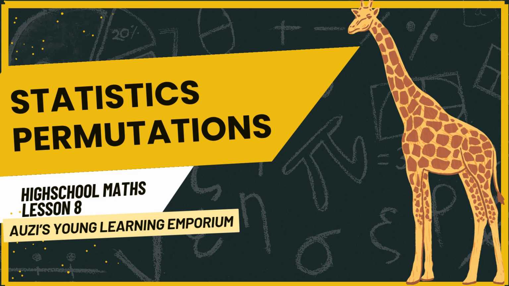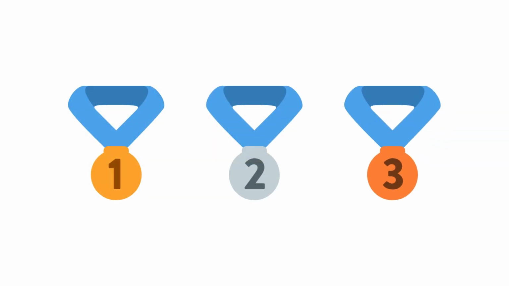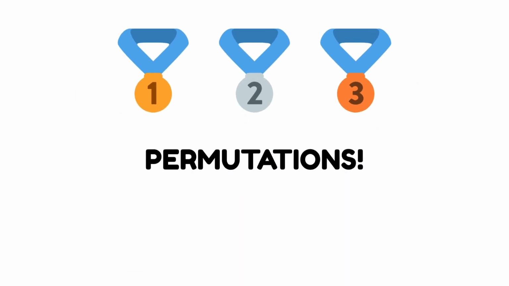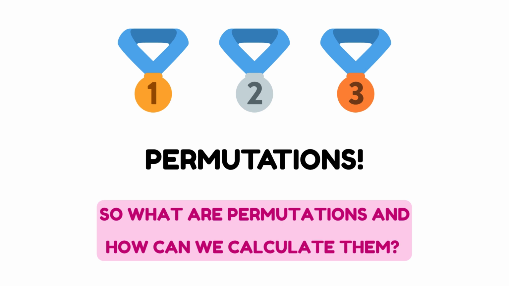In today's video we're going to be looking at permutations, which is a part of statistics. So I hope you enjoy this video. Let's get into it. So let's imagine you're choosing winners for first, second and third place. Now here you want to find out how many different ways you could do this out of a selected group. Now to calculate this number you would use permutations, and especially because here the order matters, that's why we use permutation. So what are permutations and how can we calculate them?